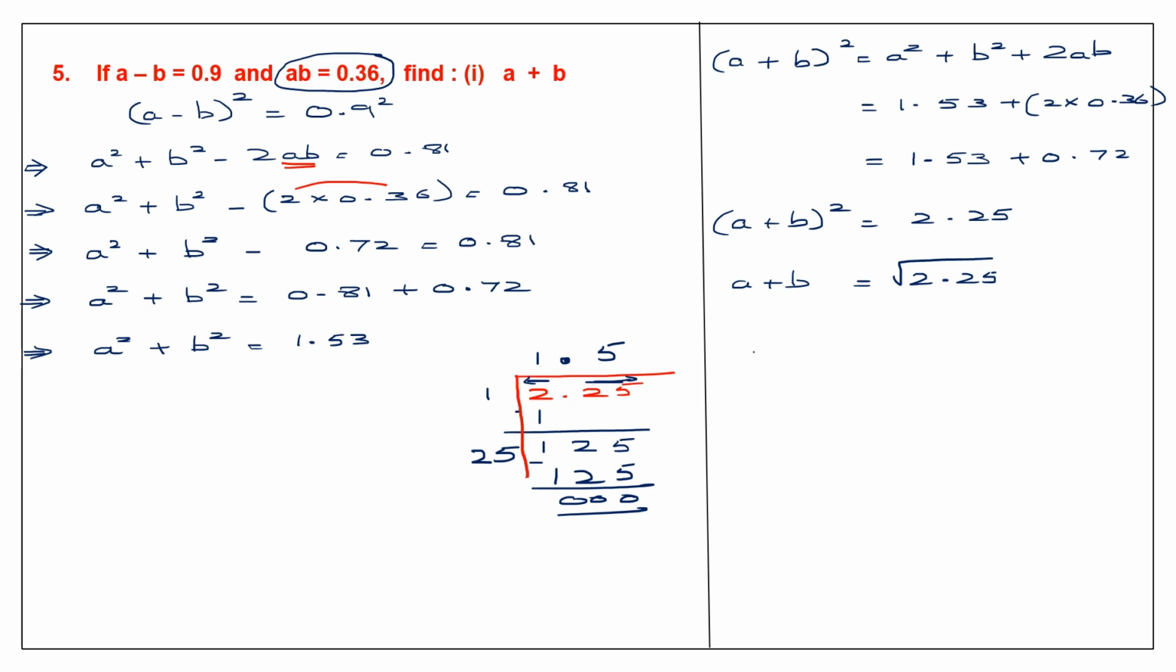So we say a plus b is equal to 1.5. If you multiply 1.5 into 1.5, you will get 2.25. So this is our answer. We have found a plus b and that is 1.5.